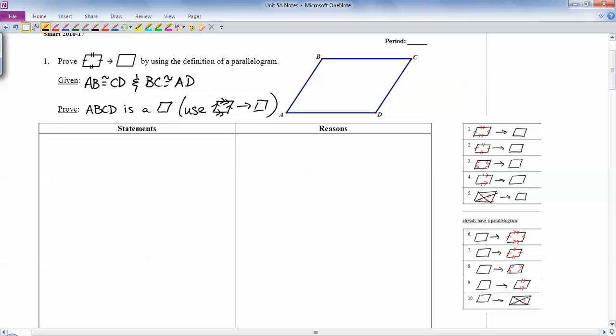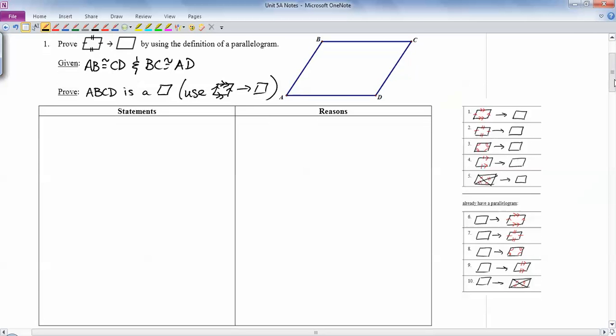Like that. Okay, now I'll tell you right off the bat, this is going to be a long proof. It ends up being 9 steps, the way that we'll do it. And so if you know it's 9 steps, you know the last step, the 9th step, will be ABCD is a parallelogram. And we're trying to use this reason to do it. Okay, that's our goal.